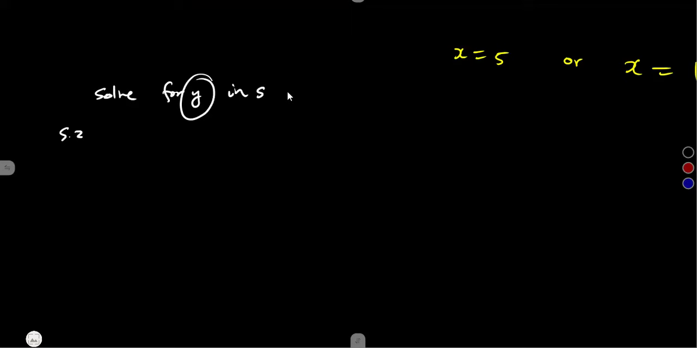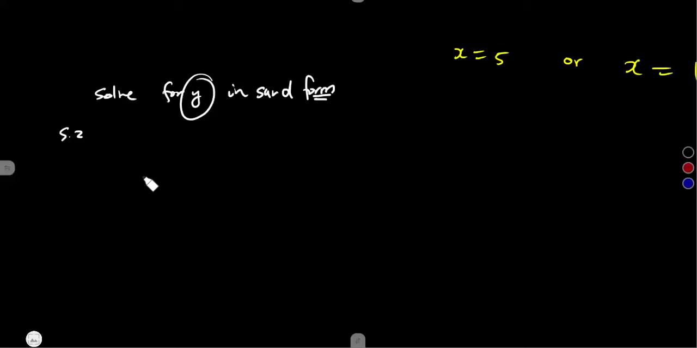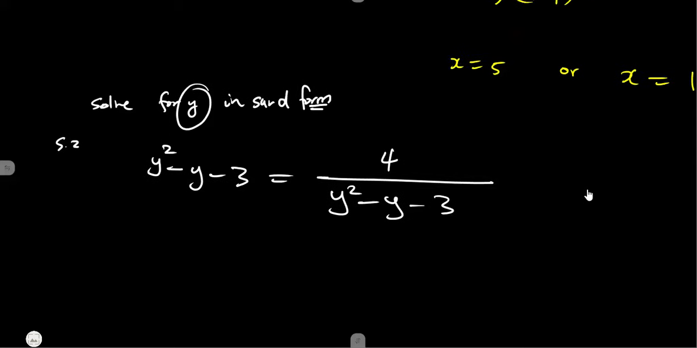As we are solving for y and our answers being in surd form, let's take our equation also. Our equation there is given as y squared minus y minus 3 is equal to 4 over y squared minus y minus 3. So I want you to see something here.